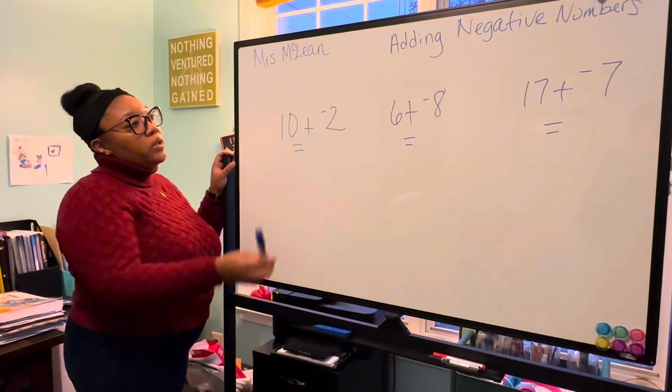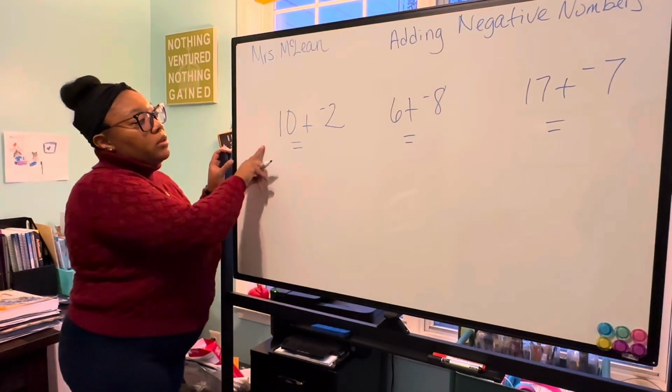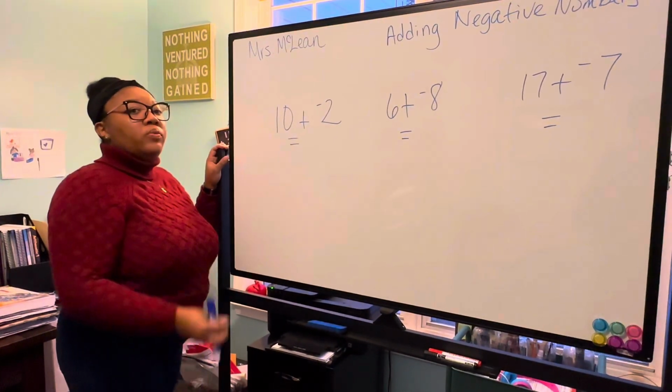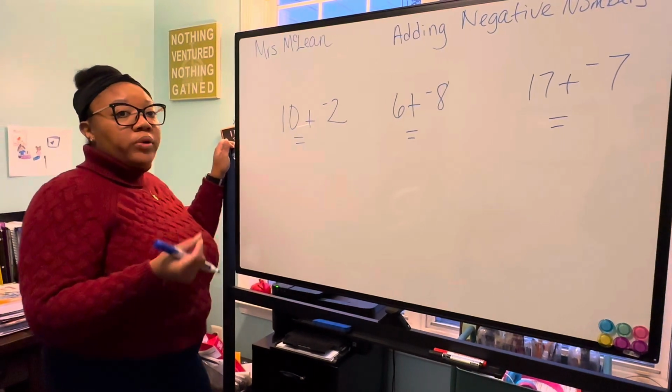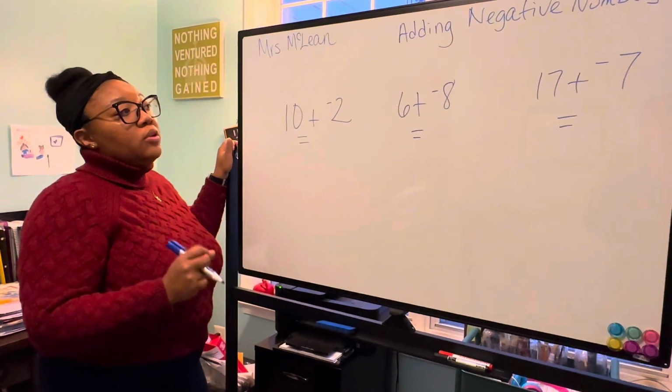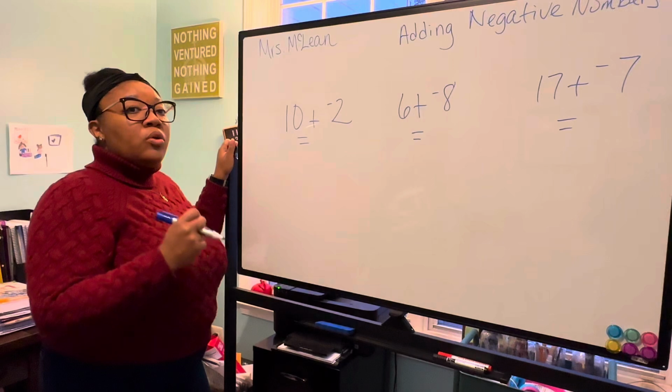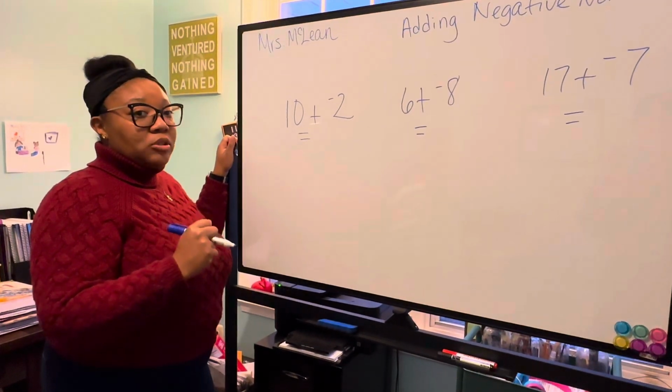So, when we're talking about adding negative numbers, we essentially are doing the difference between those two numbers, and then we're going to keep the sign of the number with the highest absolute value.